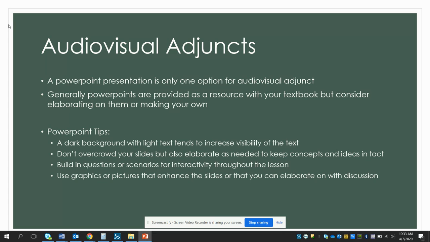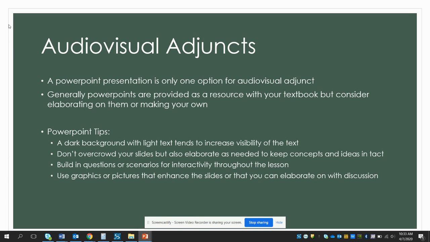Build questions or scenarios for interactivity throughout the lesson plan. Stop midway through a PowerPoint, switch it up, show a video, or ask a question, or give a pop quiz or something. You can usually keep a student's attention for around 20 minutes, and we talked about this on the first day, before you need to switch it up and do something new, even if it's just changing the background color of your PowerPoint.